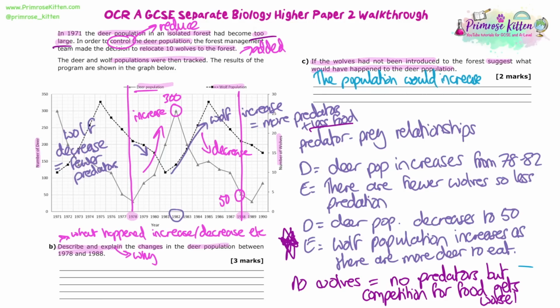So they didn't want that to happen, which is why they introduced the wolves, which will keep the population of deer from getting too large. So 2 marks here. I'm going to say the population would increase, but then decline due to competition for food.